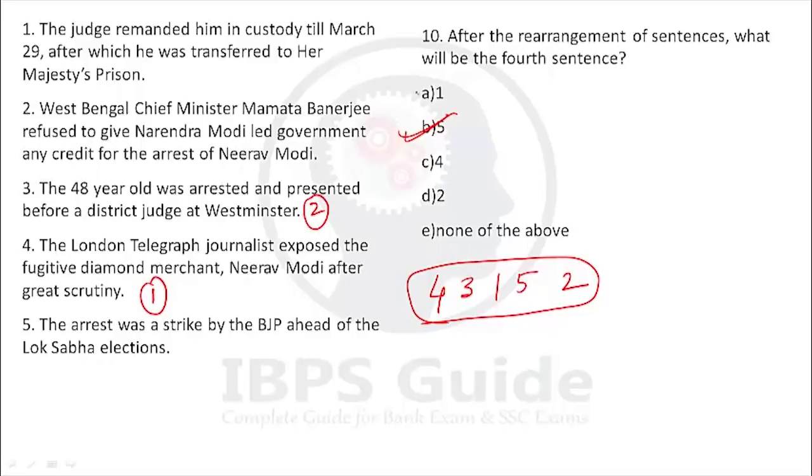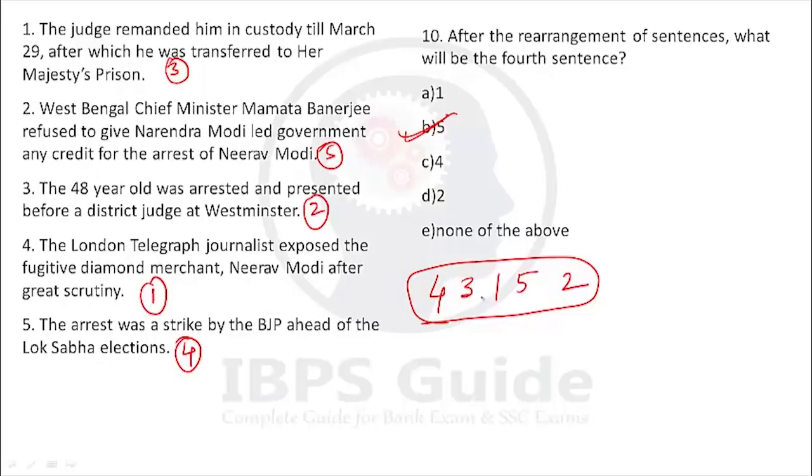And after that, the judge remanded, that will be the third sentence. And then the fourth sentence will be, which can be the fourth sentence? That is the 5th, the strike, and last will be 5th. This is the proper order.